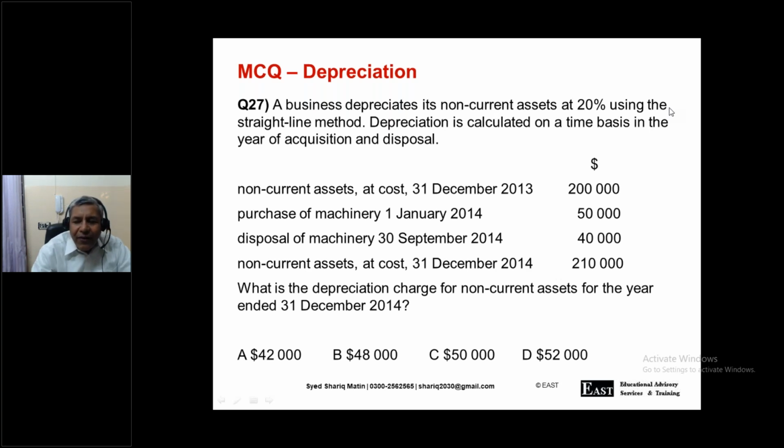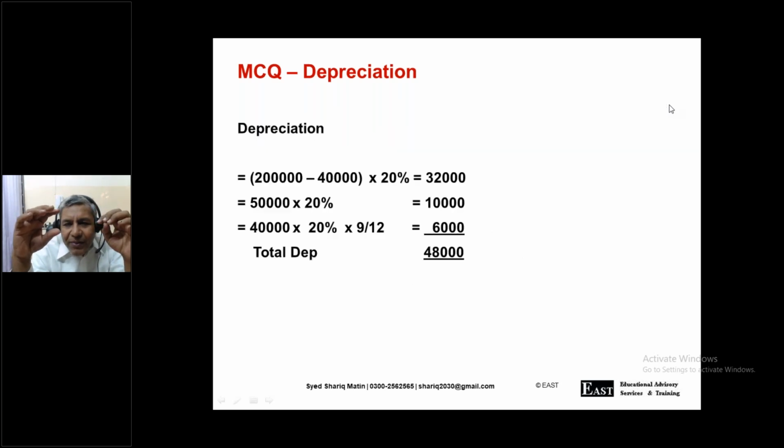Coming back to this question, you have 200,000 worth of non-current assets, out of which 40,000 you sold out. So you're left with 160,000. I'm showing you the answer. It's 200,000 is the cost, less 40,000. I am left with 160,000. 160,000 into 20% is 32,000. And then there were some more purchases during the period, 50,000, and 20% of 50,000 is 10,000. So 32,000 plus 10,000, and for the asset that I sold out, I'm charging depreciation in the year of purchase as well as in the year of sale.